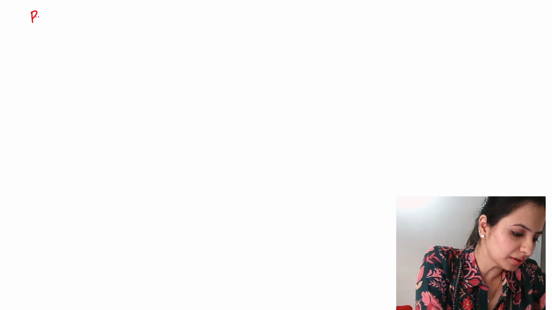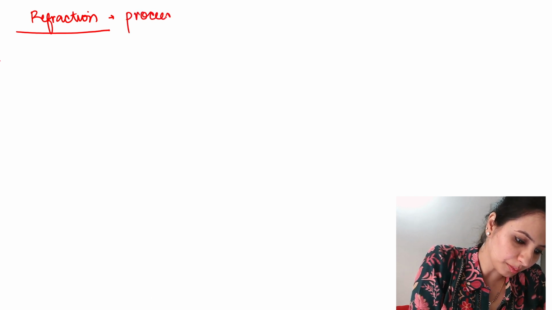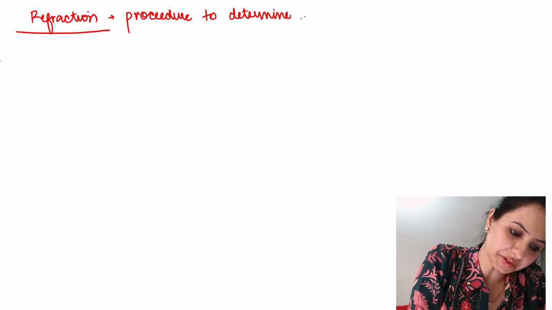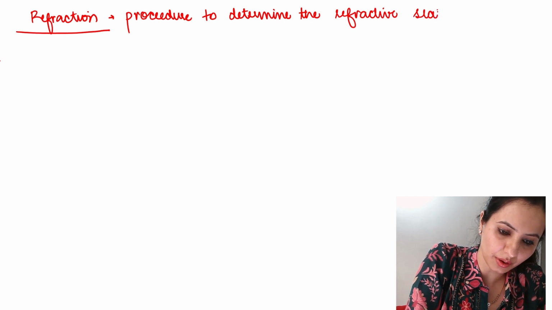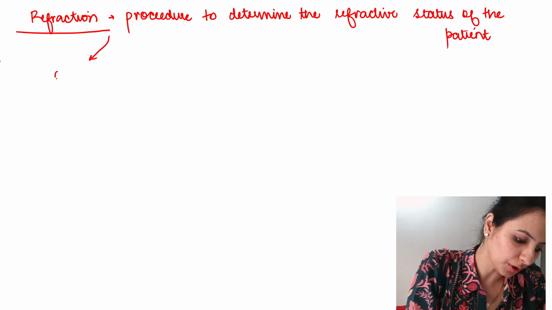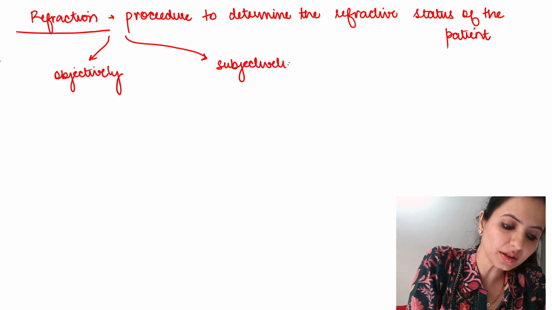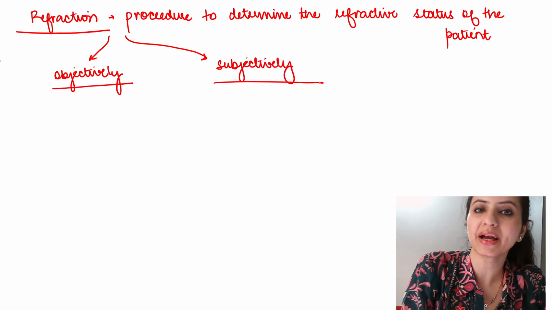Hello everyone, this is Dr. Sargam and today we'll study about a very important yet a very confusing topic in ophthalmology, that is determining the refractive status of the patient. So, what is refraction? Refraction is the procedure to determine the refractive status of the patient. So, refraction is done both objectively and subjectively.